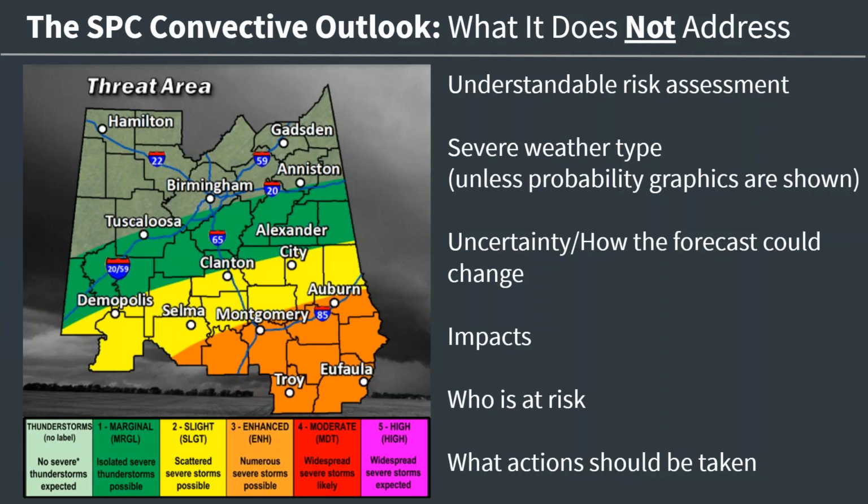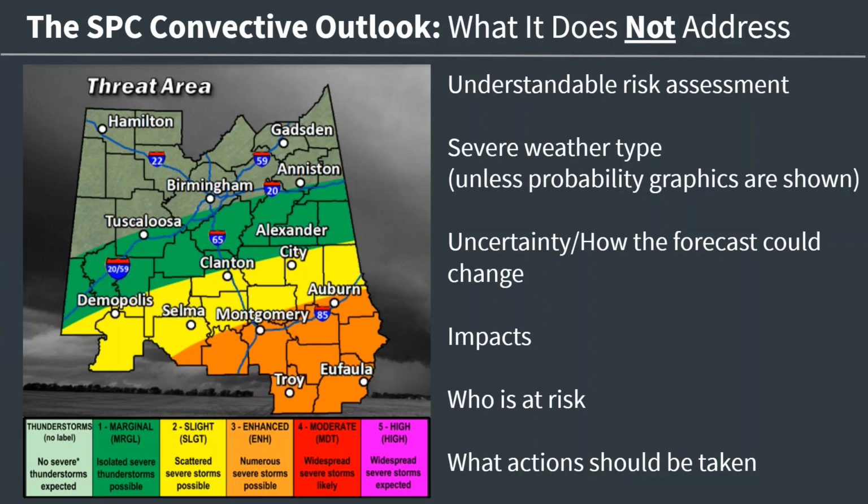Severe weather type, like I mentioned, that moderate risk yesterday got issued for damaging wind. That doesn't necessarily resonate with people, that we're not talking about a high tornado risk in that type of threat. And this is very important: uncertainty and how the forecast could change. That's important when we're messaging risk, and the convective outlook is not designed to do that. And then even more important, social science risk communication concepts: we need to start communicating impacts. Who is at risk? What action should they take?